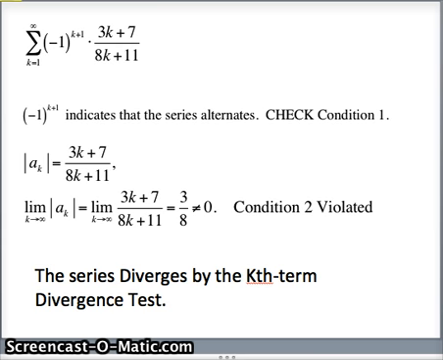So that will conclude this lesson on the alternating series test.